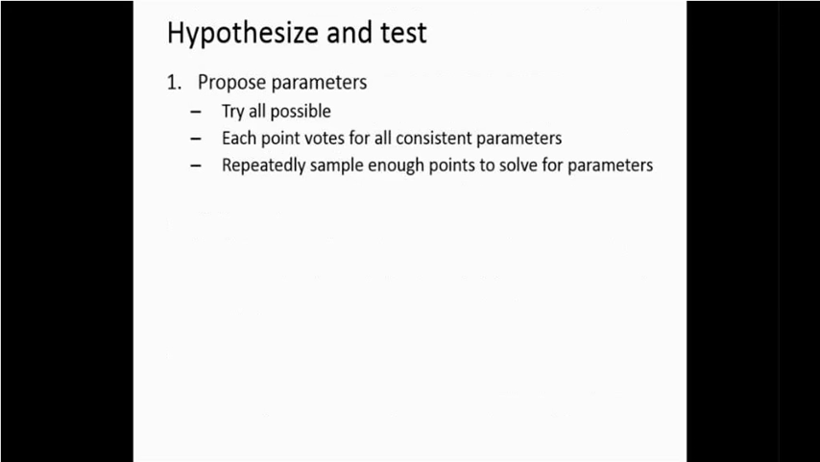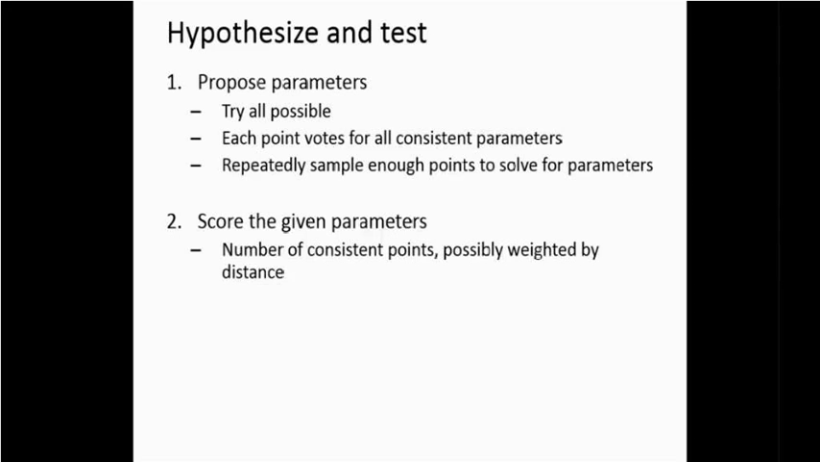So there's another class of problems, or class of methods, that I want to go into more detail on. These are used quite extensively in computer vision, which I call hypothesize and test methods. The idea is that first you propose a set of parameters. You could try all possible parameters. You could say that a point is going to vote for all the parameters that agree with that point. That's a Hough transform. Or you could repeatedly sample a small subset of points and then solve for parameters with those points, like RANSAC, which I'll describe soon.